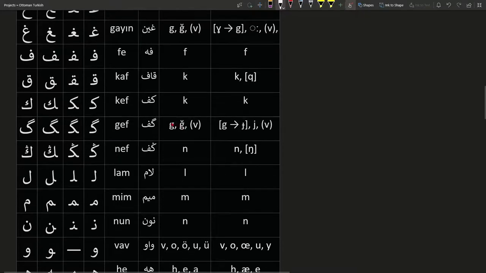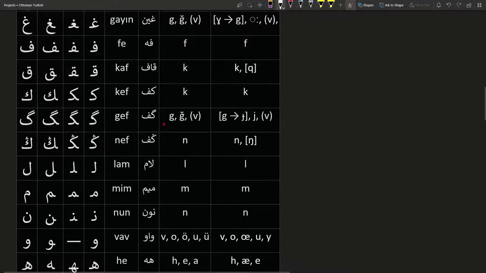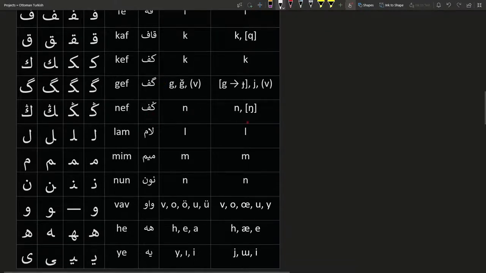Then we have Gif. I also recommend you think of this as a G. Both Gen and Gef can be just thought of as a G. And there's a special note that distinguishes them that will be covered in the future. Then we have Nef. This is a special letter that was a conserved sound in older forms of Turkish. It's kind of like the NG sound in English, like in the word song. But in modern Turkish, it just makes the N sound.